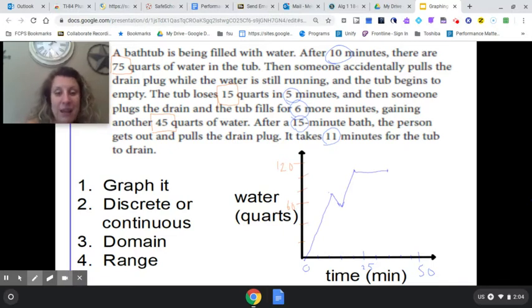Okay, then we pull the plug and we drain out the water. It takes 11 minutes. That's going to put us at that 47-minute mark. And the water level is going to be at 0 at that time. So hopefully that looks like 47 minutes there on the x-axis and not quite to that 50. And again, our maximum is at 105. Okay, so this is what our graph would look like for the bathtub scenario.